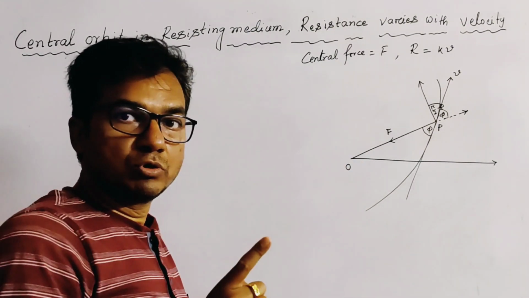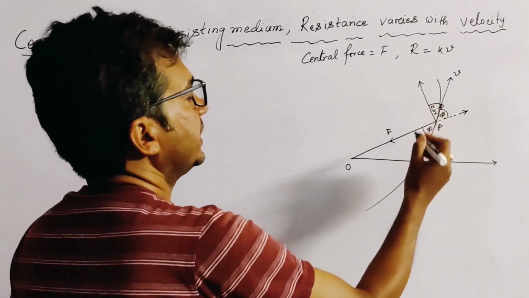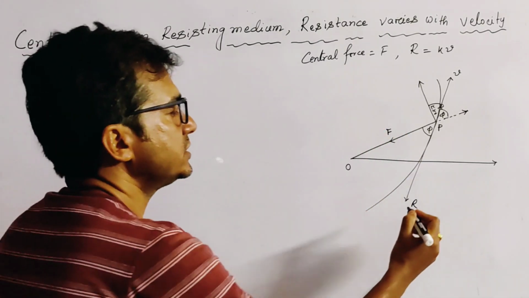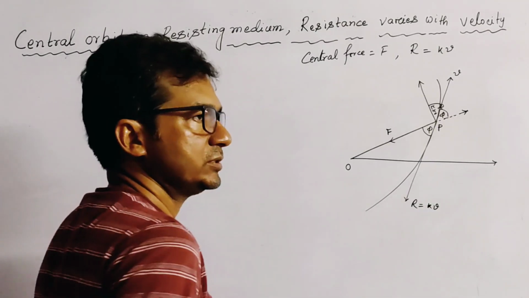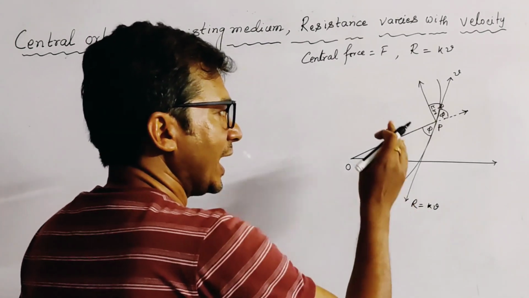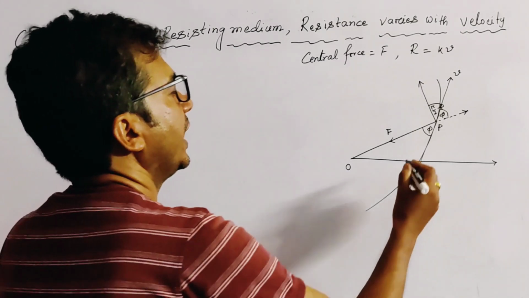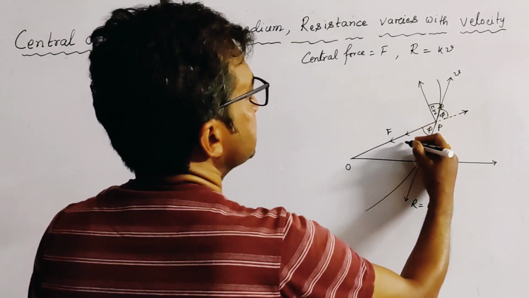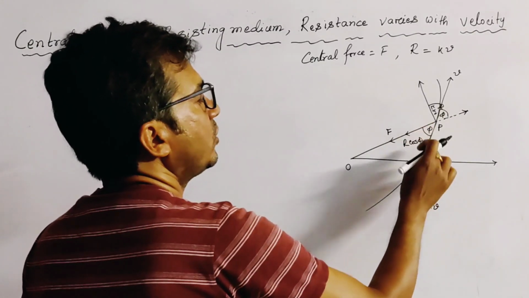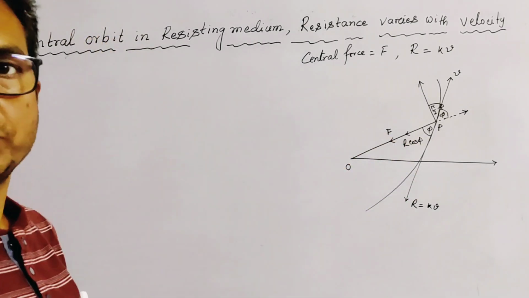Now the resistance force always acts opposite to the velocity. This is the resistance force, and it is equal to K into V. The components of the resistance force along the radius vector and perpendicular to the radius vector are given as follows. Along the radius vector we get R cos phi, because the angle between R and the radius vector is phi.